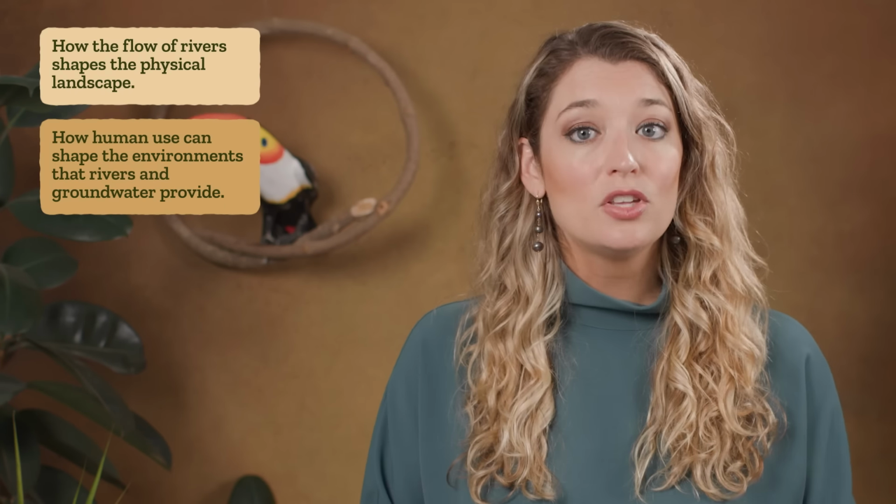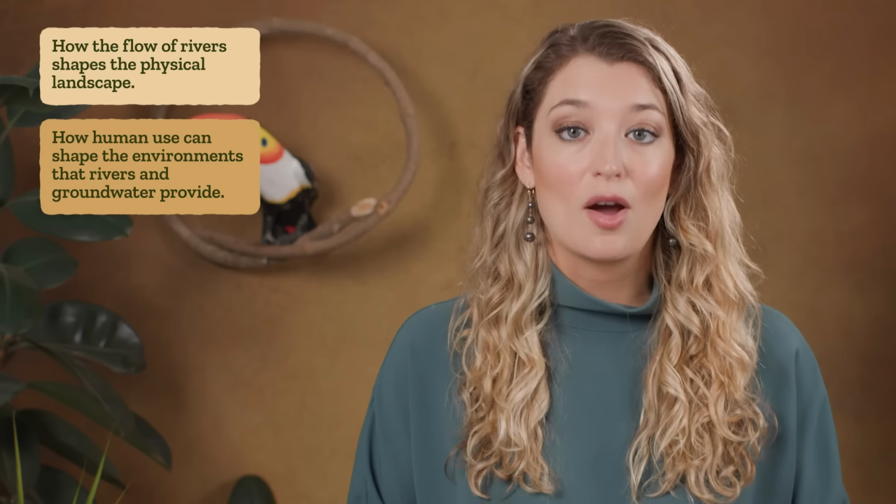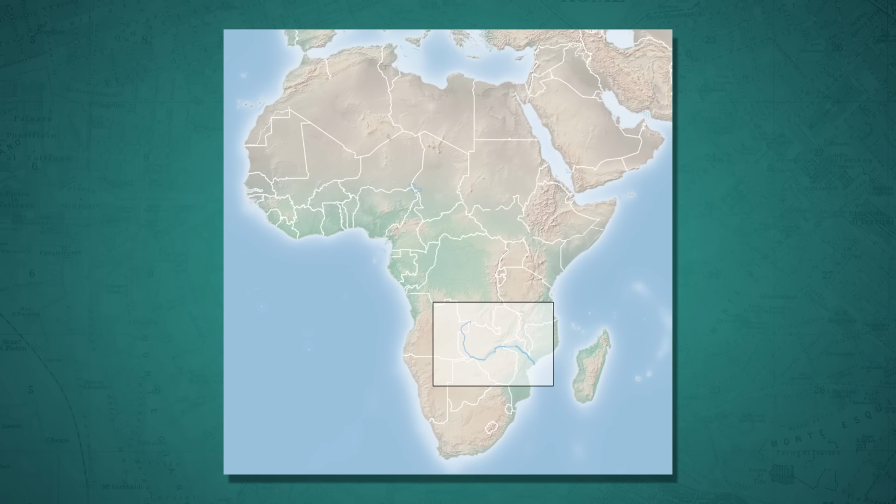With so many physical and economic ways that water shapes our surroundings, there's a lot to cover. So for the next 3 episodes, we're going to first talk about how the flow of rivers shapes the physical landscape, and then how human use can shape the environments that rivers and groundwater provide. Let's start here, where the Zambezi River crosses Southeast Africa.